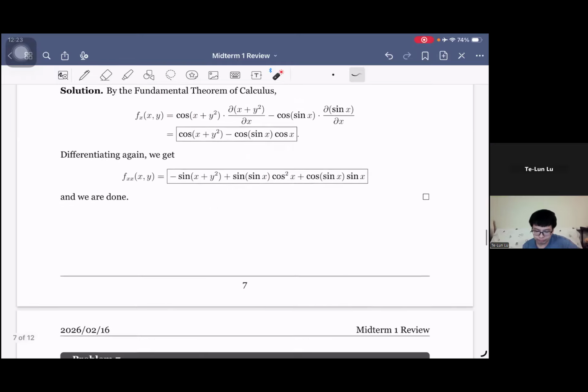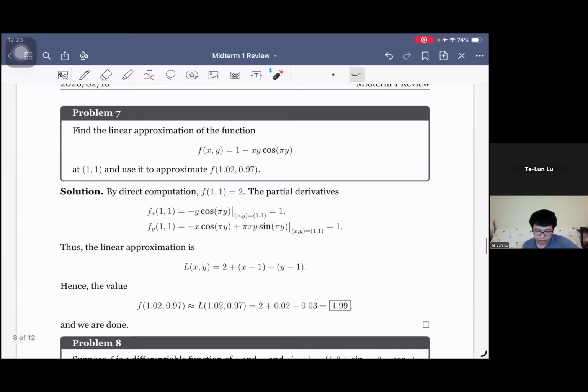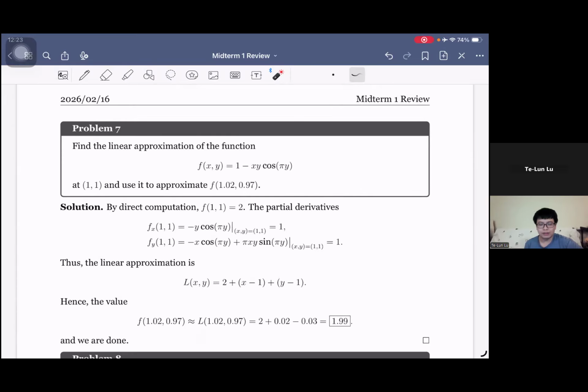Integral. Okay, so this is a classical one. Now we have a two-variable function, f(x,y) equals 1 minus x y cosine pi y. I want to find a linear approximation, which is basically a tangent plane at the point (1,1), and we want to use it to approximate a value whose arguments are similar to (1,1): 1.02 and 0.97.